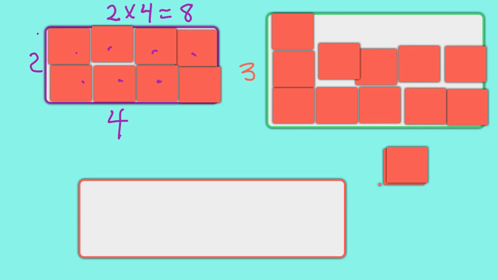So the sentence that we're going to write is 3 rows or groups of 5, which equals 15. So the area of the second rectangle is 15. Let's move on to the last rectangle.